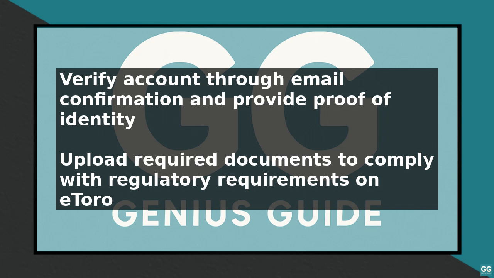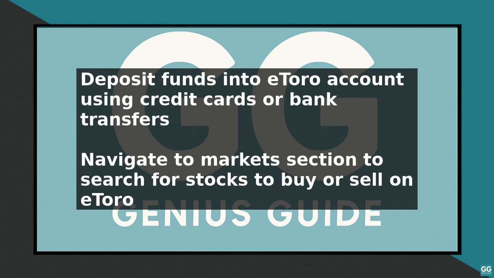To start trading stocks, you need to navigate to the Markets section on the Etoro platform. Here, you can search for the stock you want to buy or sell. Etoro offers a wide range of stocks from popular companies such as Apple, Amazon, and Google. When you find the stock you want to trade, click on it to open the trading window.